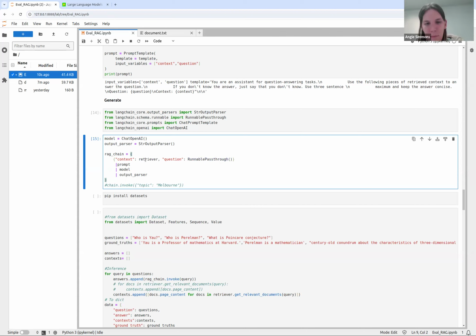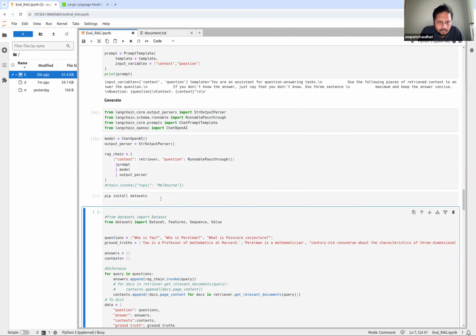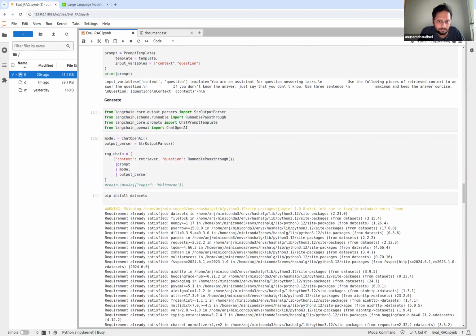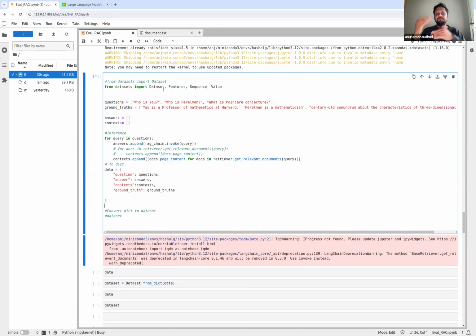After this, we can use the RAG chain to ask any question from the document that we extracted. So now we have created a RAG system that can do question answering based on the document. Now we want to evaluate how good our system is doing. For that, we have to make something to test it. So I created this by hand.